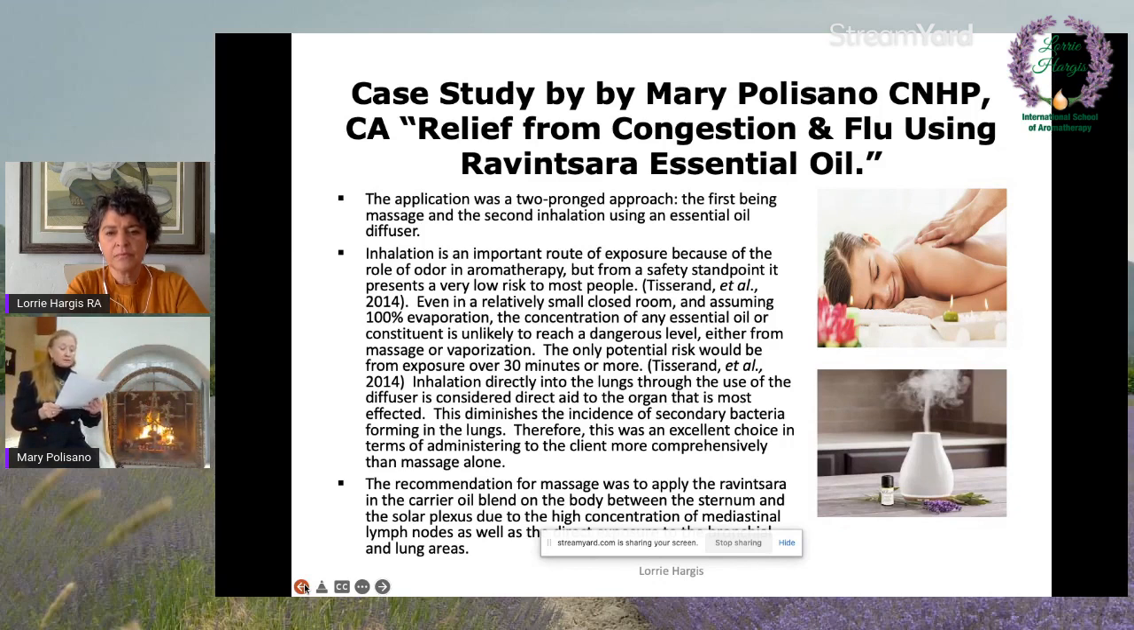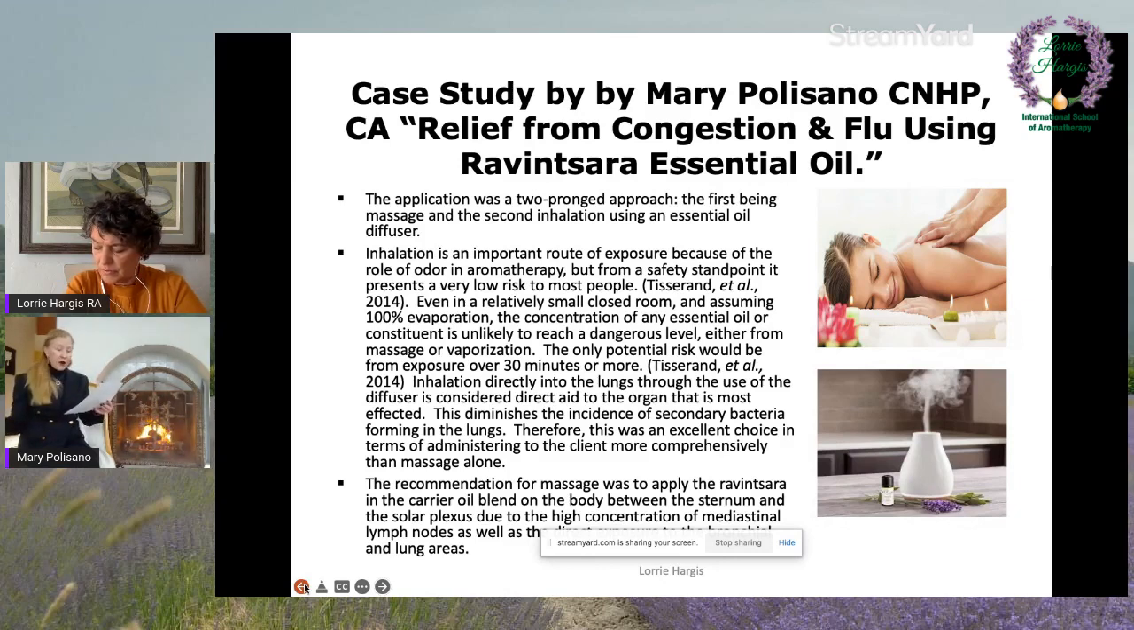So we had him do the inhalation, this is an important part too. Inhalation is an important route of exposure because of the role of scent or odor in aromatherapy. And from a safety standpoint, it presents a very low risk to most people.